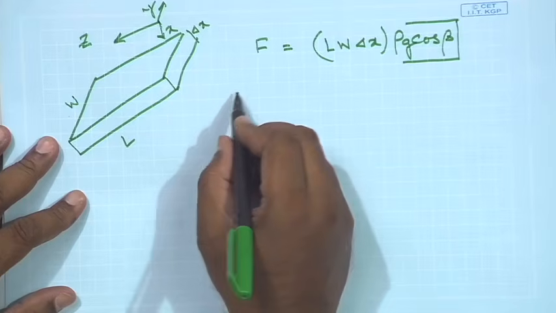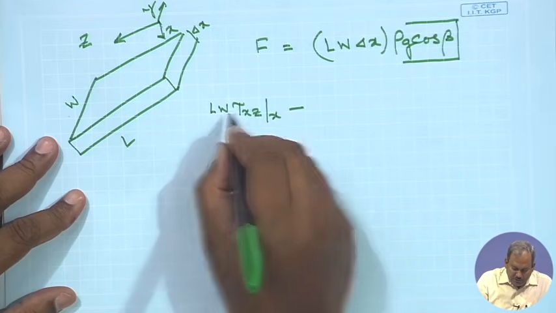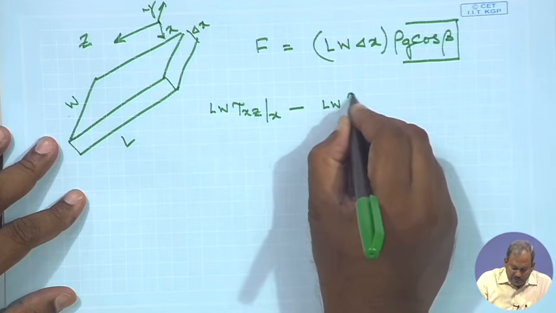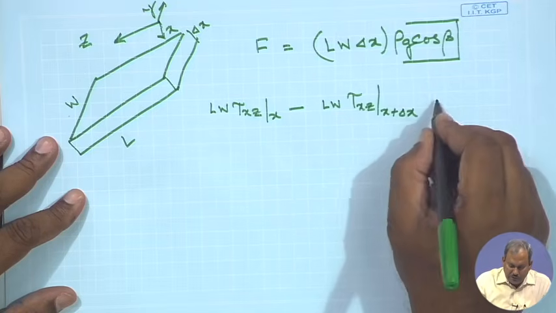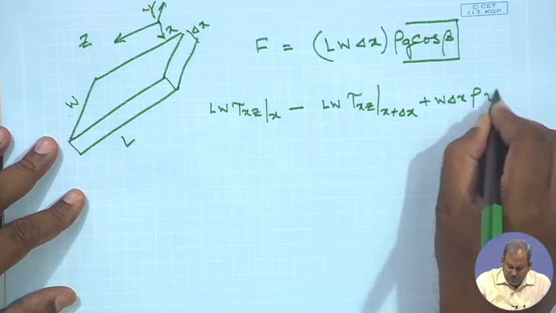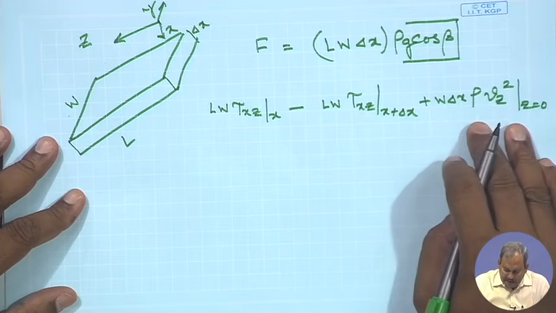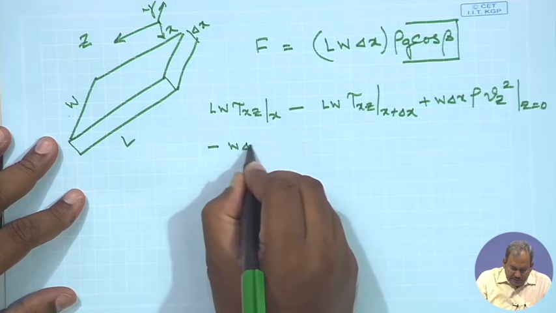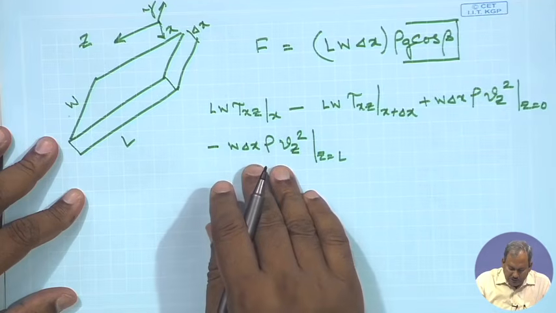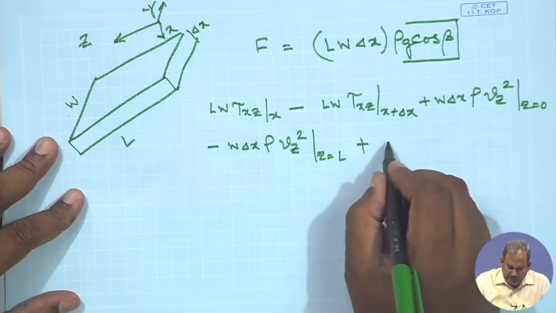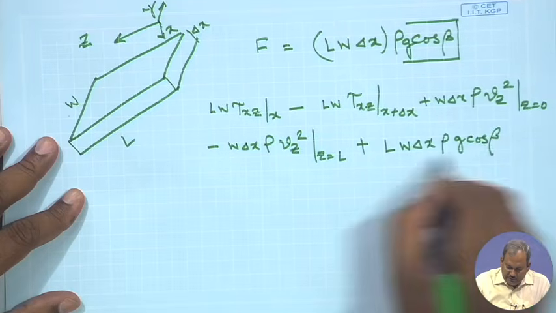So if I write the momentum balance equation now, it simply becomes LW tau xz at x, which is molecular transport of momentum in, minus LW tau xz at x plus del x, which is molecular transport of momentum out of the control volume, plus W del x rho Vz square at z equals 0, which is the convective transport of momentum into the system, and this is convective transport of momentum out of the system, plus the sum of all forces acting on it, and the only force here is the gravity, which is this.